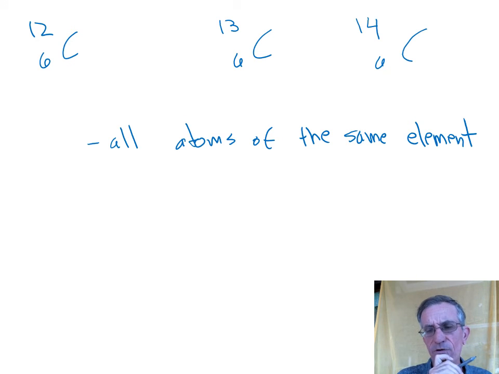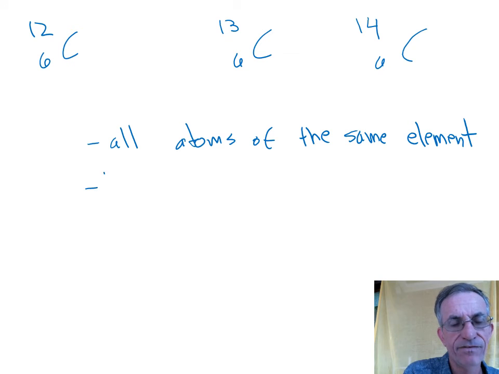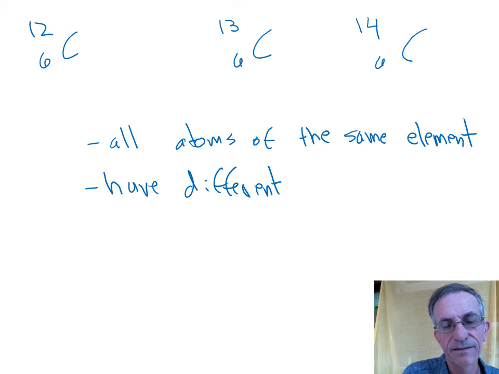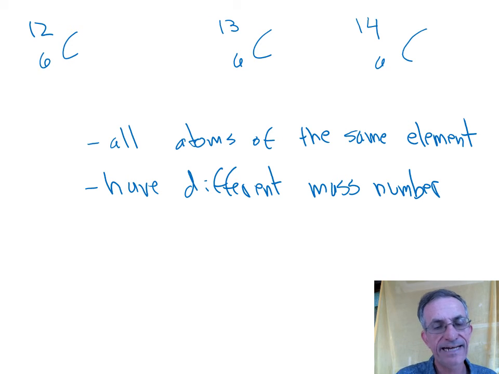How are they different? Well, the number in the top corner is different. They have different mass numbers. One of them has a mass number of 12, one has a mass number of 13, and the last one has a mass number of 14. Another way of saying that is there's a particle that's different about them. Of the three particles we've been talking about, protons, neutrons, or electrons, it's the number of neutrons that is different.